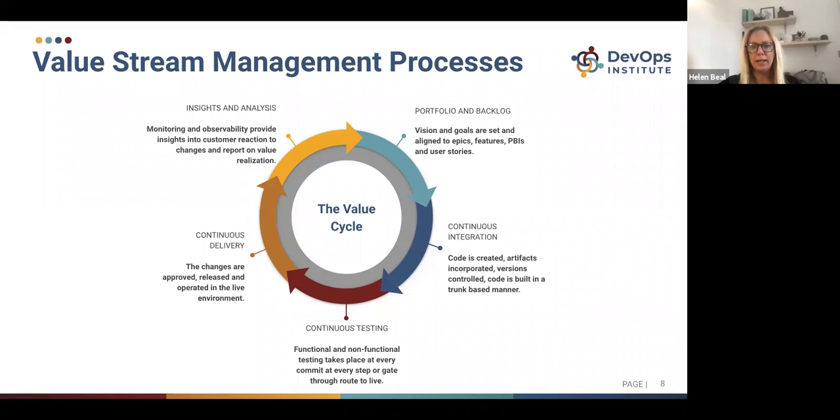What we're going to look at here is the value cycle end to end. So remember, we're starting from idea and finishing at realization. So ideation to realization. So our ideas typically start and are measured and recorded in our product portfolios and our product backlogs. So that's where we set our visions and goals, and we align our epics and features and product backlog items like user stories, align them to our portfolio vision and goals.